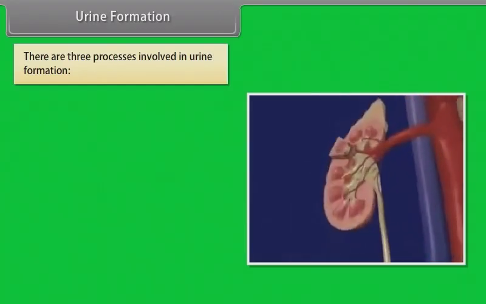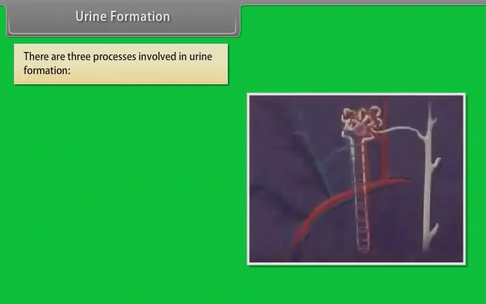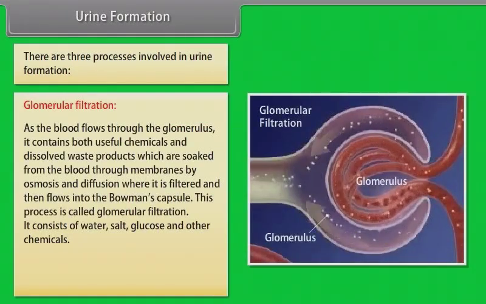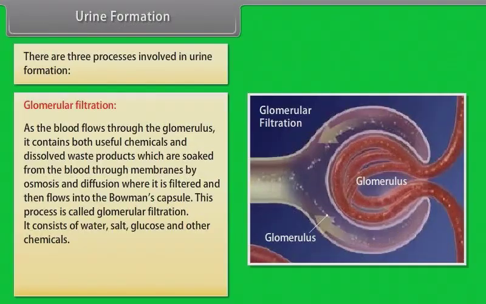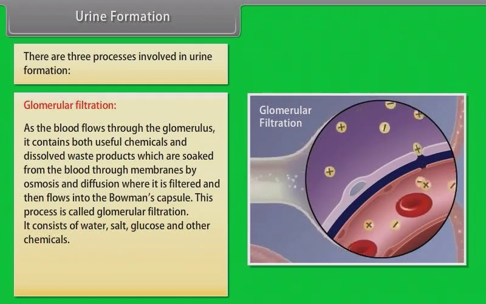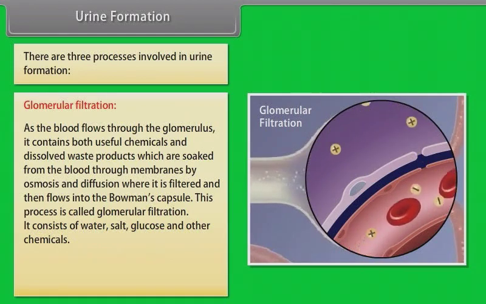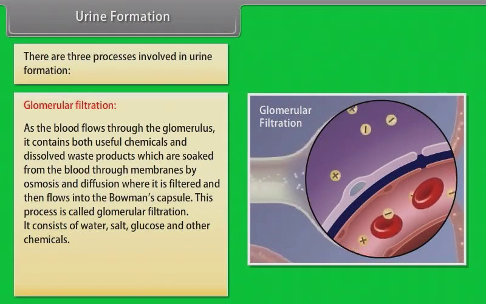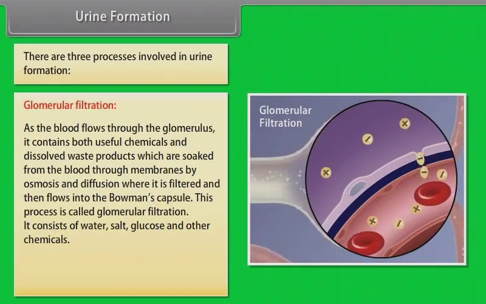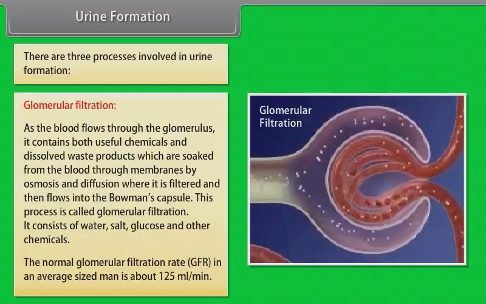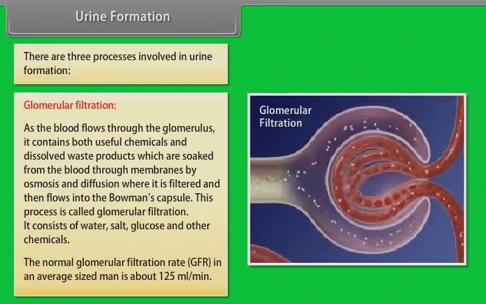Urine formation. There are three processes involved in urine formation. First is glomerular filtration. As the blood flows through the glomerulus, it contains both useful chemicals and dissolved waste products, which are filtered from the blood through membranes by osmosis and diffusion and then flow into the Bowman's capsule. This process is called glomerular filtration. It consists of water, salt, glucose, and other chemicals. The normal glomerular filtration rate, GFR, in an average-sized man is about 125 milliliter per minute.